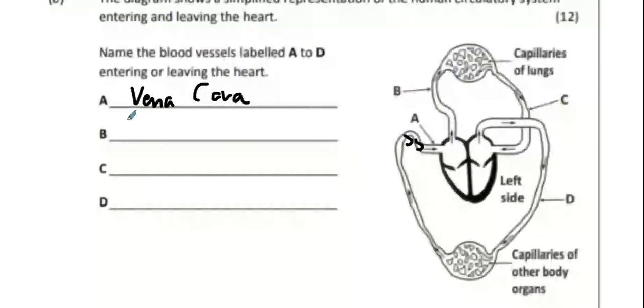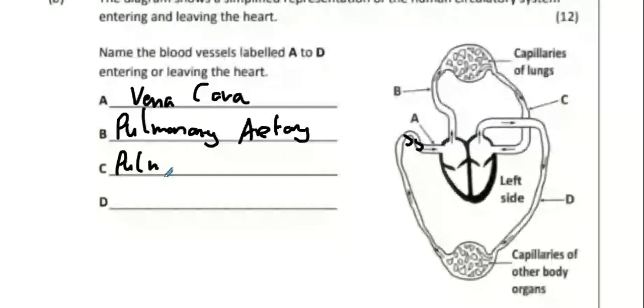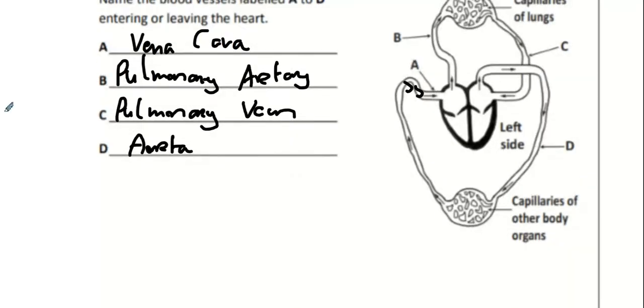B is on its way to the lungs, so it's going to be the pulmonary artery. C will be the pulmonary vein coming back to the heart, has to be a vein. Okay, and finally D will be the aorta because it goes to all parts of the body. Aorta. Right, let's keep going.